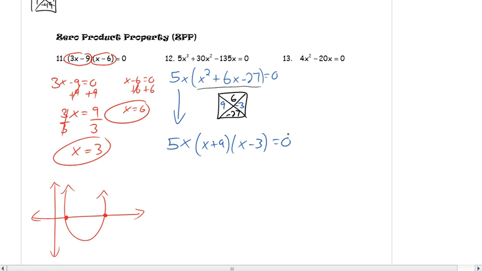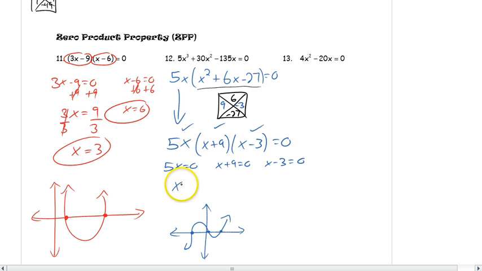You're breaking that apart. Okay, now we have 1, 2, 3 products, which tells you you have 3 answers. This is one of those where the graph crosses through 1, 2, 3 times. Okay, so we're going to have 5x, set that equal to 0, x plus 9 equals 0, x minus 3 equals 0. So x equals 0, 5x equals 0, that's x equals 0. Subtract 9, x equals negative 9, add 3, x equals 3. So that's all we'll do for today.